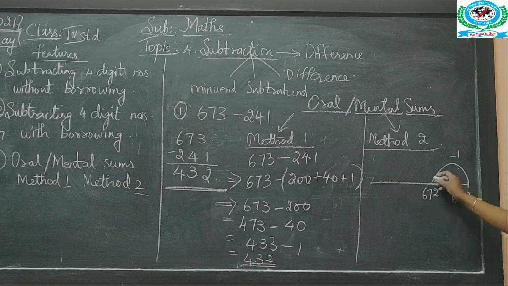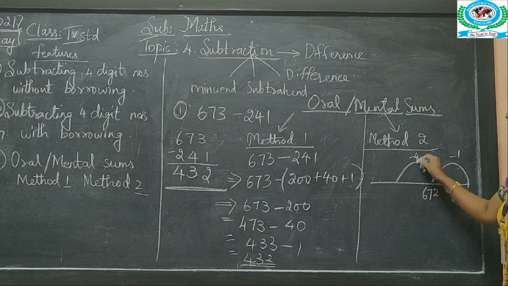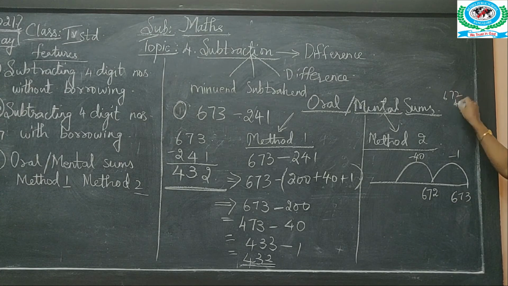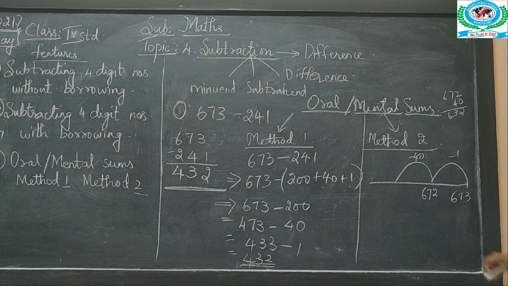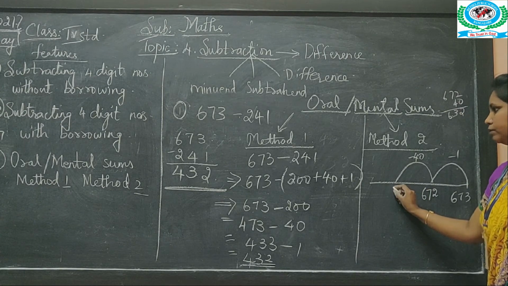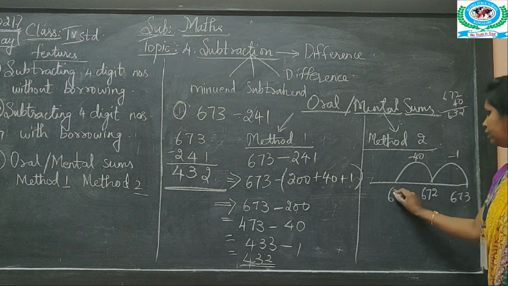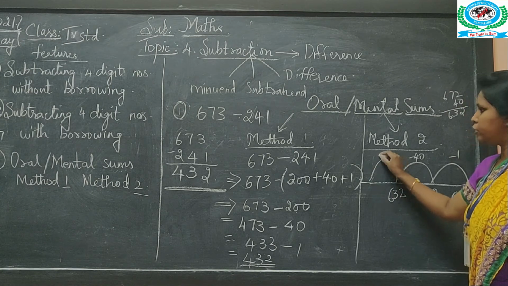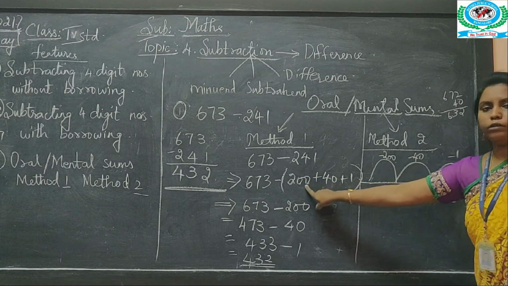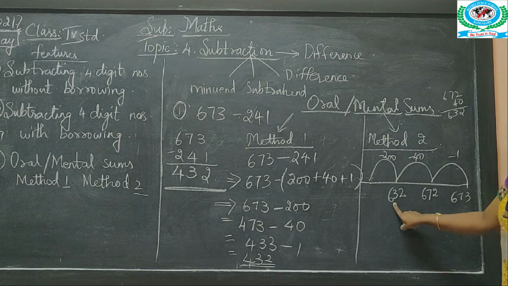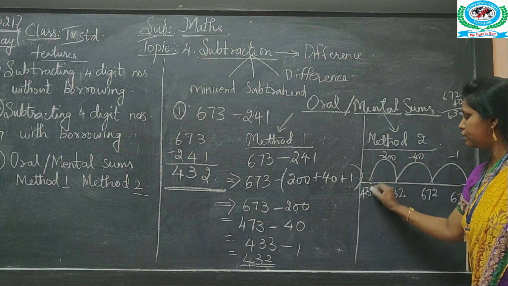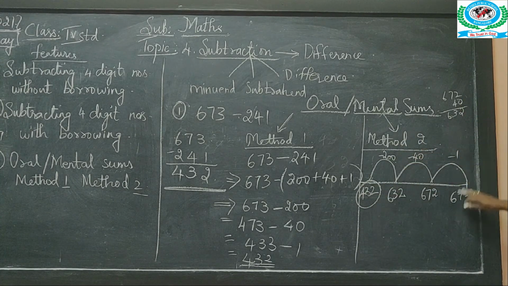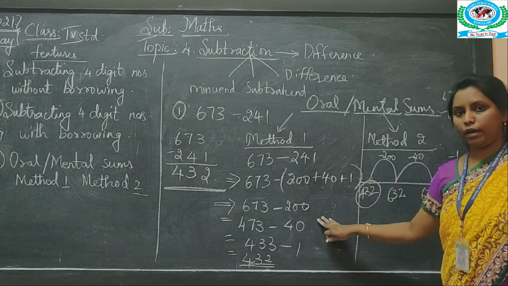Then again take a leap of minus 40, because next you have minus 40. 672 minus 40 gives 632. Okay. So again, if you subtract 200, we have 200 here, isn't it? So 632 minus 200, the final answer you get is 432. Okay. So this is method 2 and this is method 1.